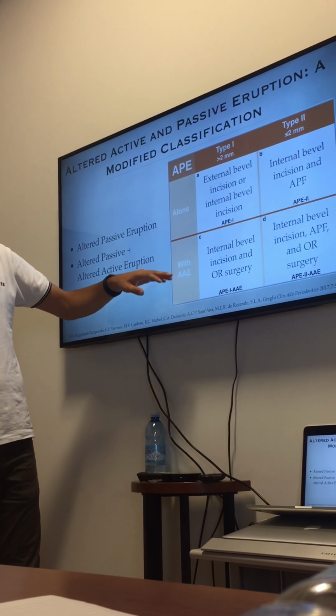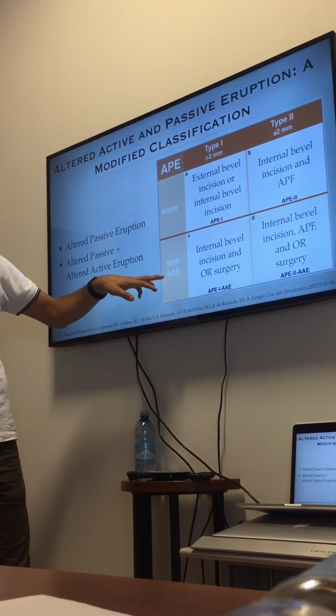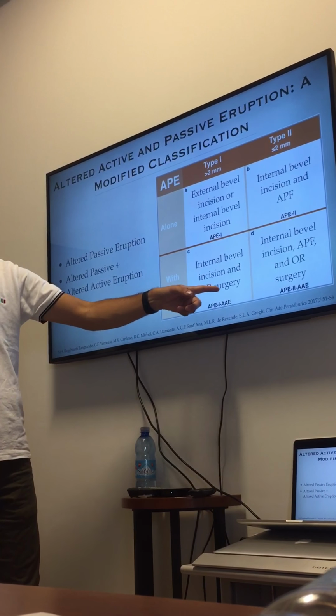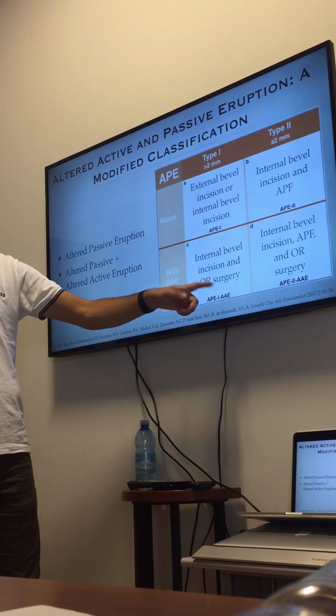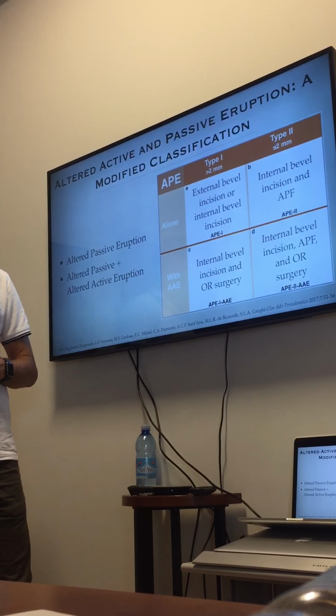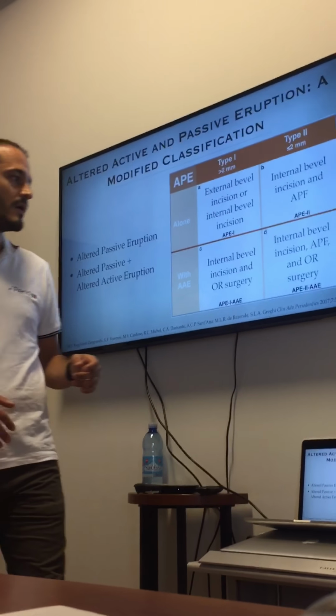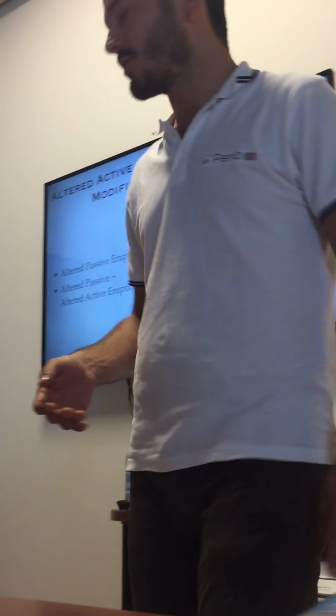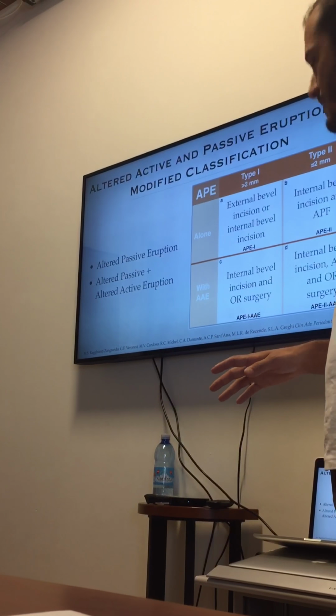Okay. If you have altered passive eruption plus altered active eruption, you have to do an internal bevel incision and also resective surgery. You cannot do external bevel because you want to remove bone. So you can't do external bevel gingivectomy. If we don't remove bone, it will grow back. Exactly. It will grow back and it will not heal nicely.